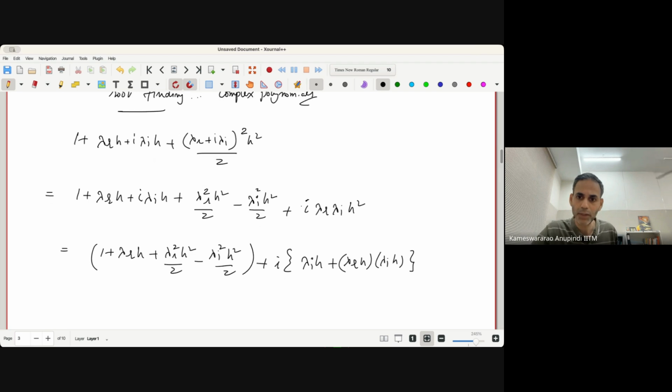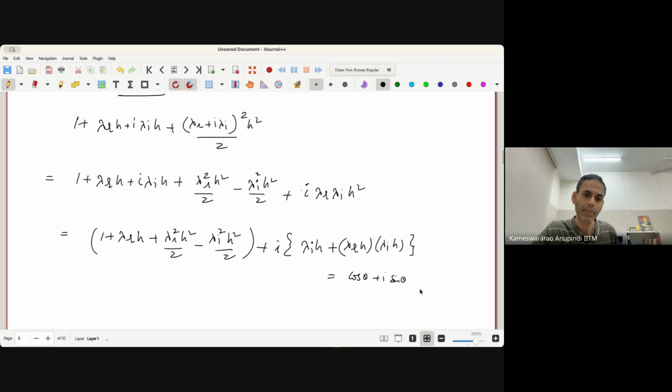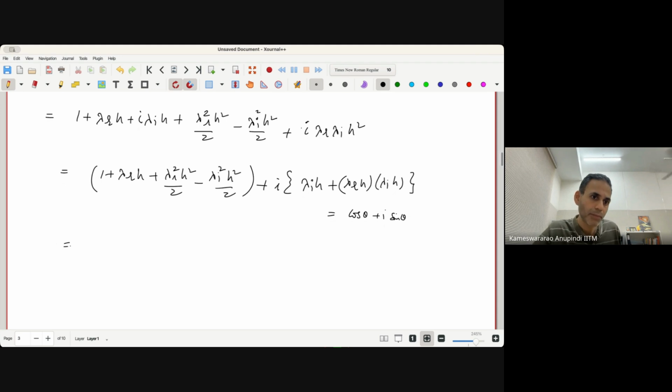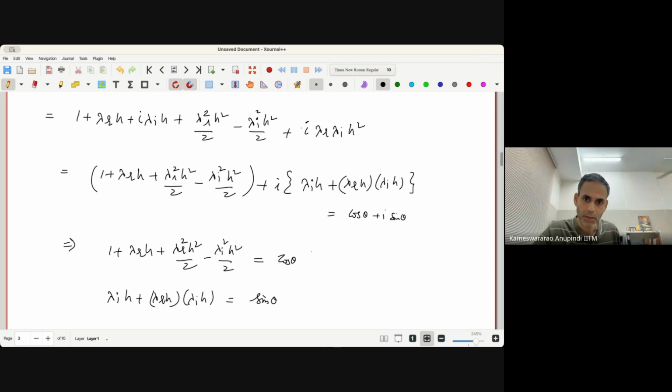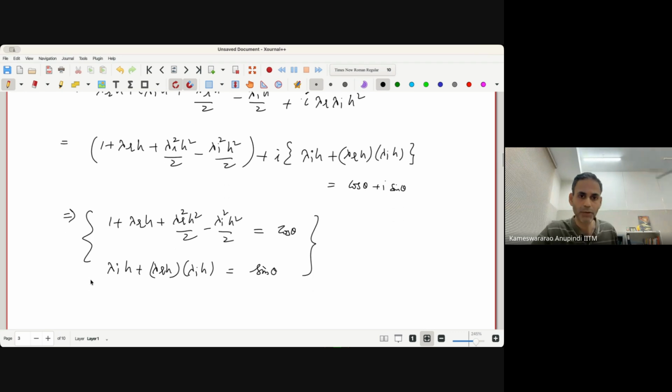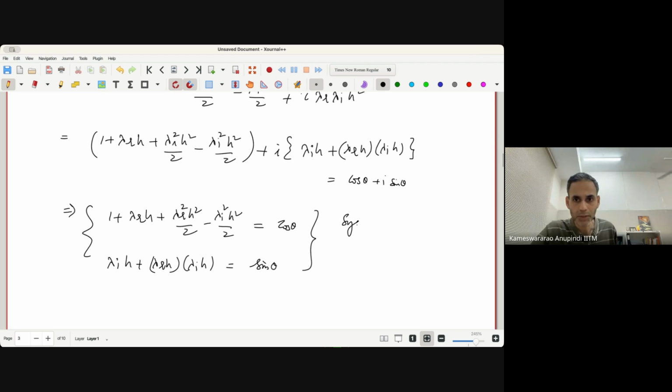Okay, so we will equate this to cosine theta plus i sine theta. That means we have two equations and two unknowns. I can write this as two real equations: 1 plus lambda_r h plus lambda_r squared h squared by 2 minus lambda_I squared h squared by 2 equals cos theta, and then lambda_I h plus lambda_r h times lambda_I h equals sine theta. Essentially, we solve a system of nonlinear equations.